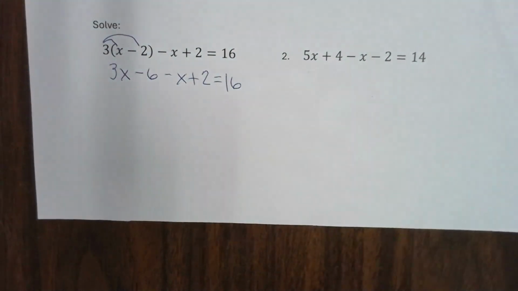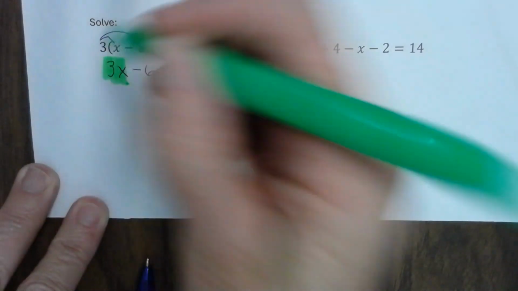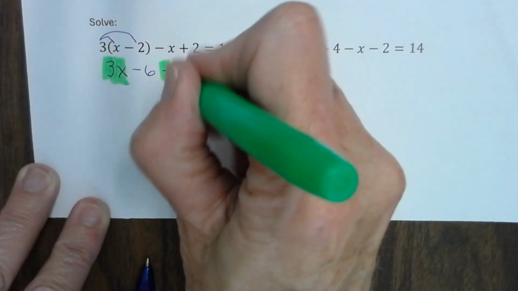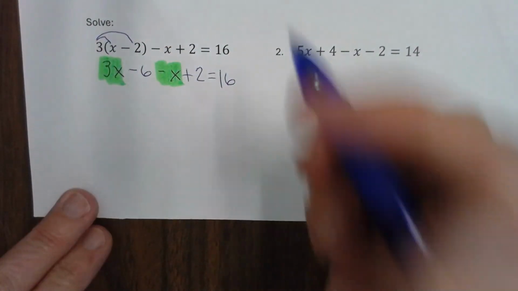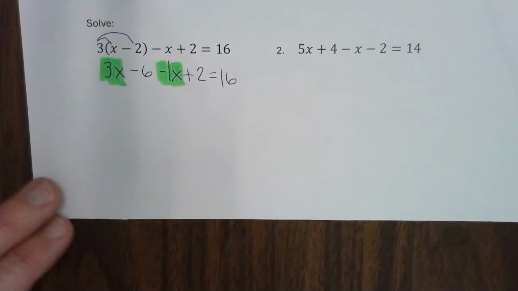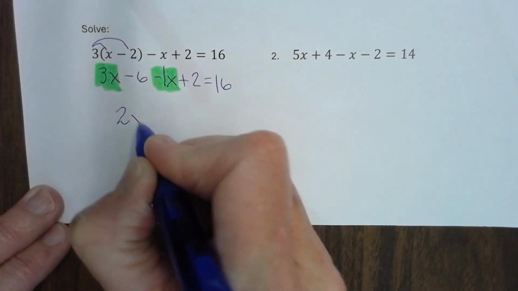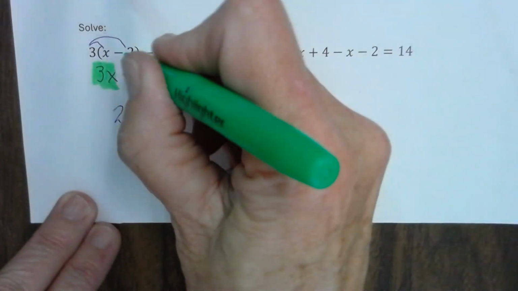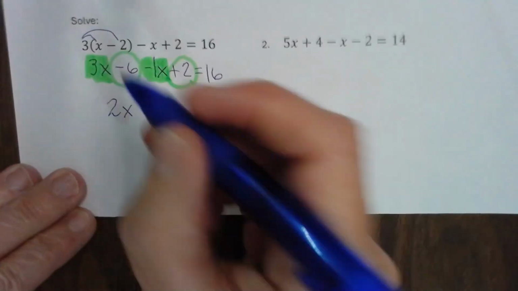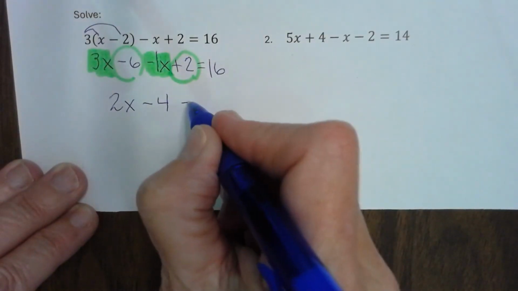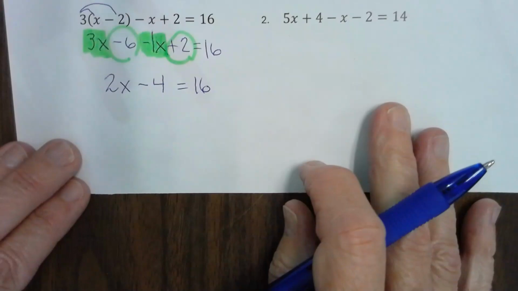Okay? Next step, combine like terms. What goes with the 3x? The minus x, and that is the same thing as minus 1x. So 3 minus 1 is 2, and that gets an x on it. We're going to combine the negative 6 and the positive 2. Those are constants. When I combine, I get negative 4, so I'm just going to write minus 4. Bring down the equals, bring down the 16.